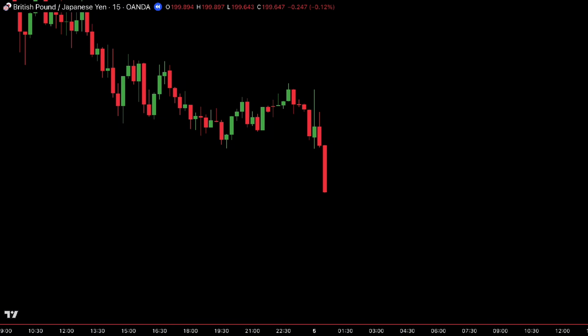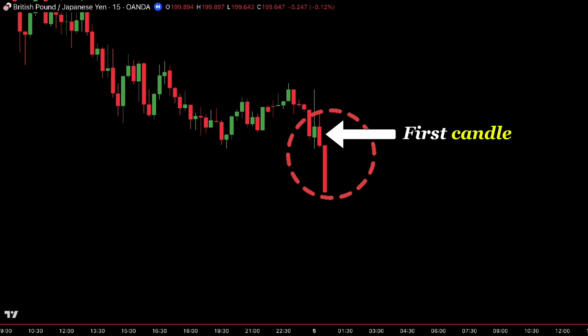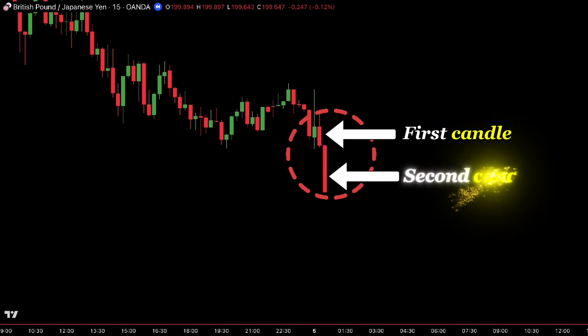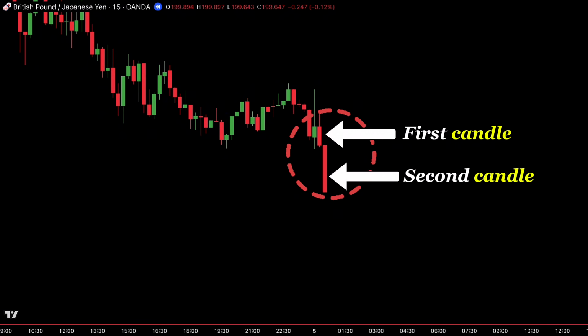Look at this 15-minute chart. You can see the market forming one strong bearish candle, followed by another one. At this moment, the market is not just moving down, it's entering a state of fear. Traders who bought earlier are panicking, stops are getting hit, and emotions start to take control.